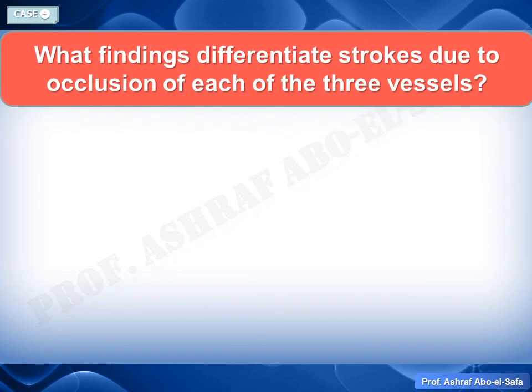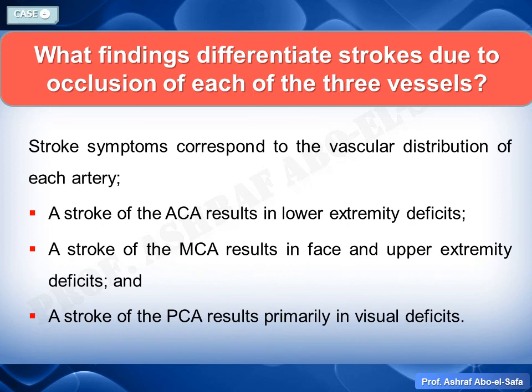What findings differentiate strokes due to occlusion of each of the 3 vessels? Stroke symptoms correspond to the vascular distribution of each artery. A stroke of the anterior cerebral artery results in lower extremity deficits. A stroke of the middle cerebral artery results in face and upper extremity deficits. And a stroke of the posterior cerebral artery results primarily in visual deficits.